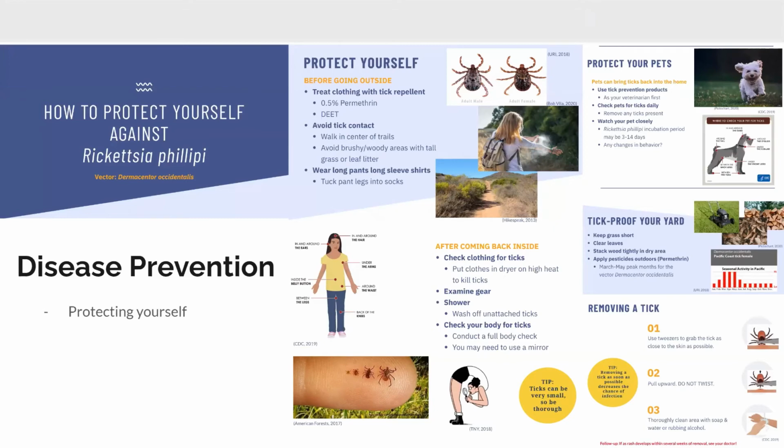You should always know where to expect ticks, so you know what to avoid. Ticks live in grassy, brushy, or wooded areas. When walking on trails, you should make sure to only walk in the center and avoid these brushy, woody areas, tall with grass and leaf litter.